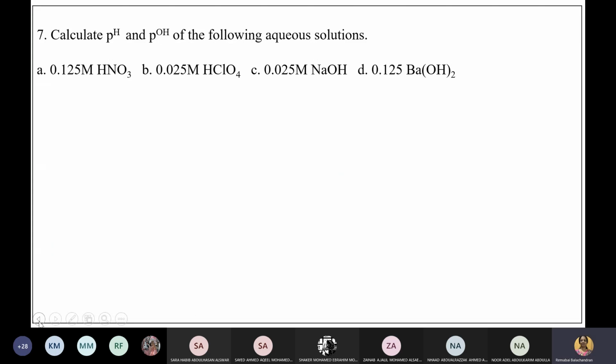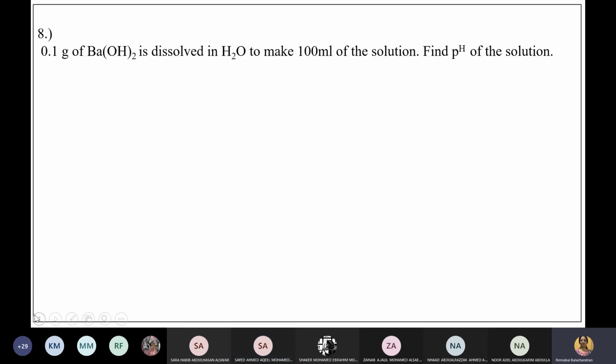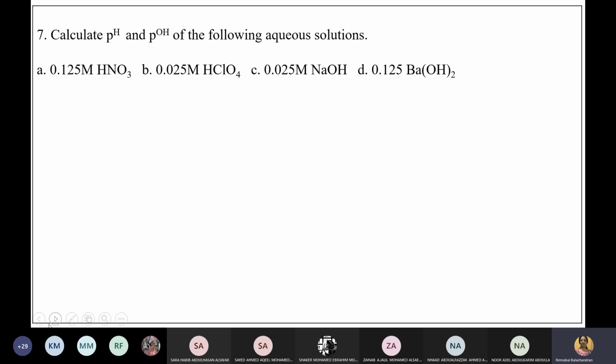calculate the pH and pOH of the following aqueous solutions. Do you remember I told you to memorize the strong acids and strong bases? Strong acids and strong bases is one of the methods, and then weak acids and weak bases, another method. So here, HNO3, strong acid or weak acid, tell me? Strong acid. So strong acid means it will ionize completely.